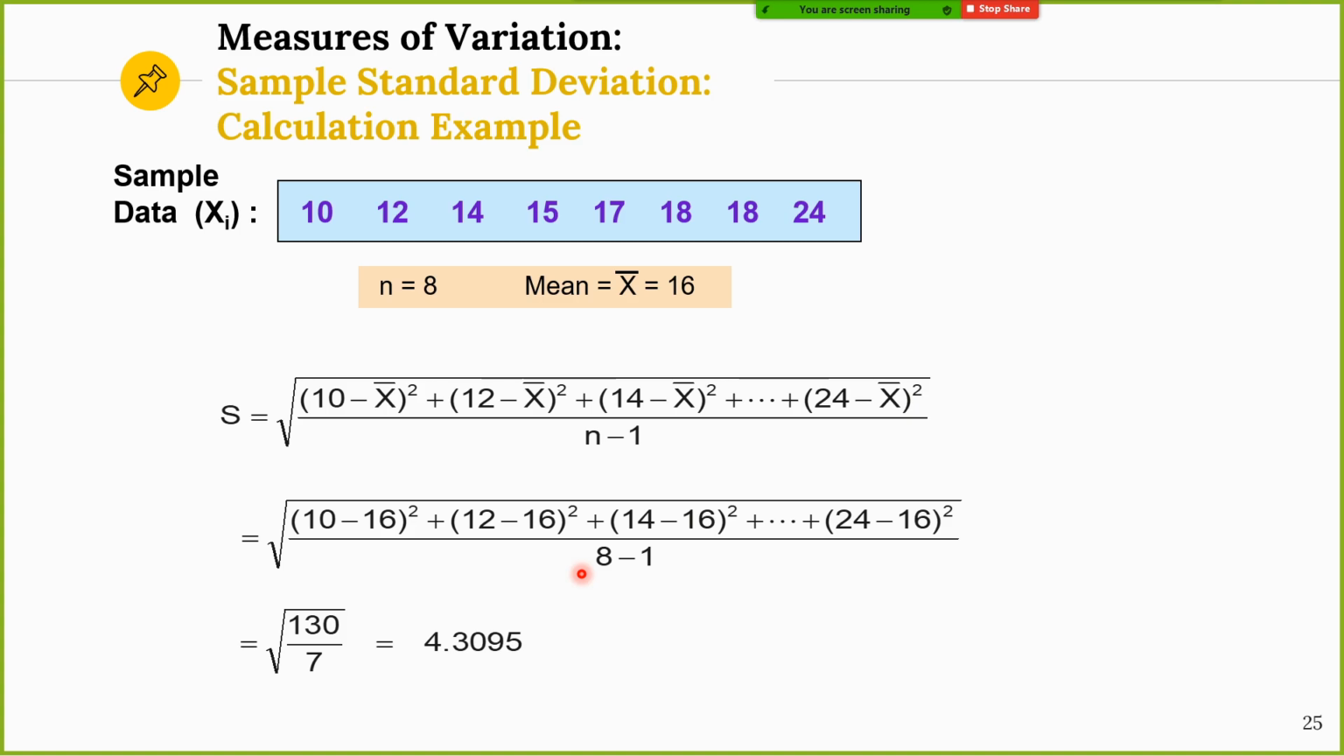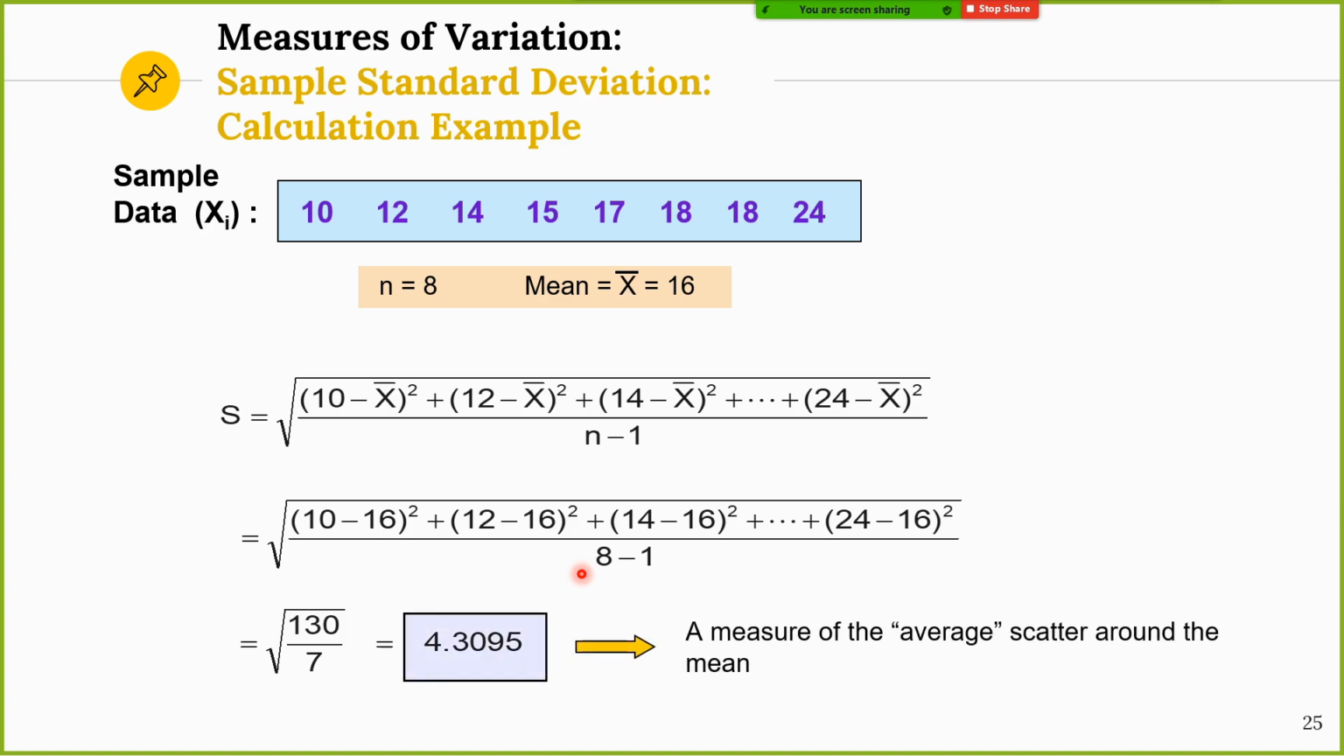Any question? No, sir. Okay. So this is quite simple, right? This is only how far you are from the mean. If you don't have any question, then we can continue. So this is only a measure of the average scatter around the mean. Okay, simple, right?